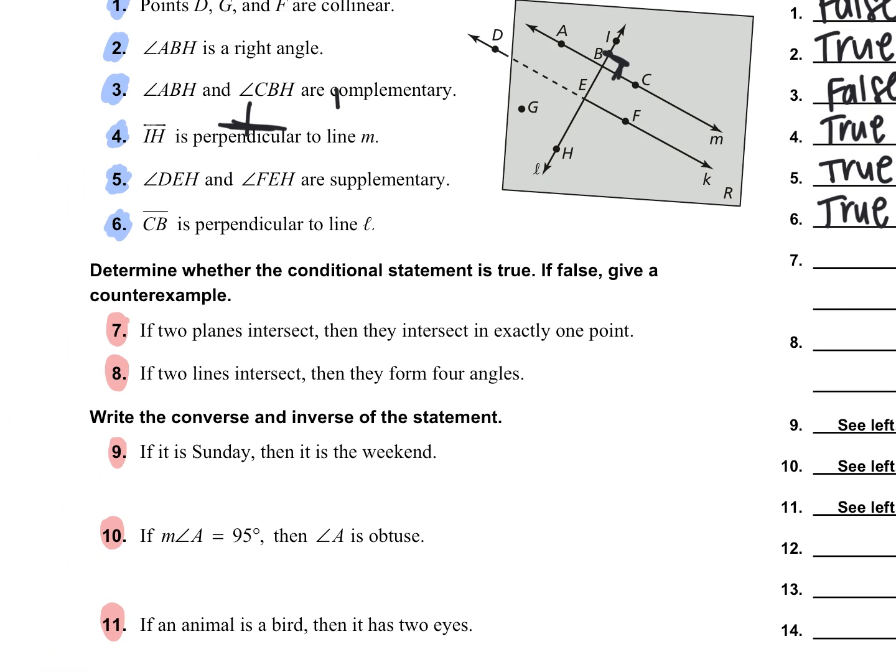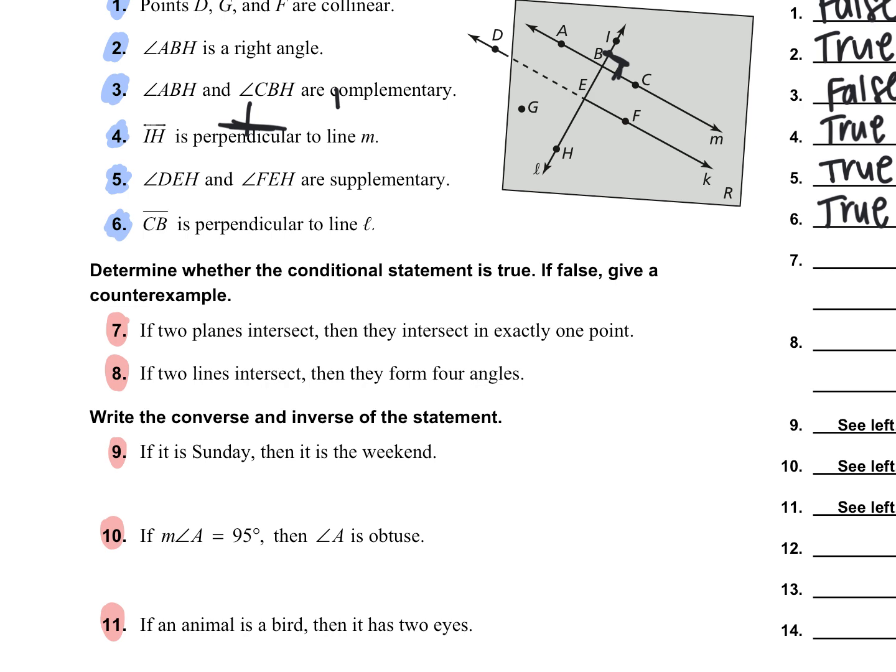All right, it says determine whether the conditional statement is true. If false, give a counterexample. What is a counterexample? Something that counters the main idea. Okay, something that proves it to be false. So if they're telling me a statement, I need to find one way to at least prove that it's incorrect.